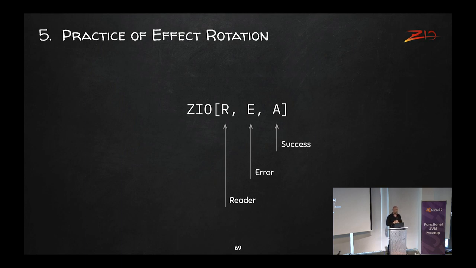The error effect, of course, you're familiar with that. In many cases this might be Throwable, or Exception, or IOException, or maybe you have some sort of data type for application errors. You can plug that in there. And in some cases it will be Nothing. If you catch all errors, E turns into Nothing. You've eliminated that effect, and the resulting effect can no longer fail. And then the success type, that's the same as the type parameter in Future, or in Monix Task, or in Cats IO.